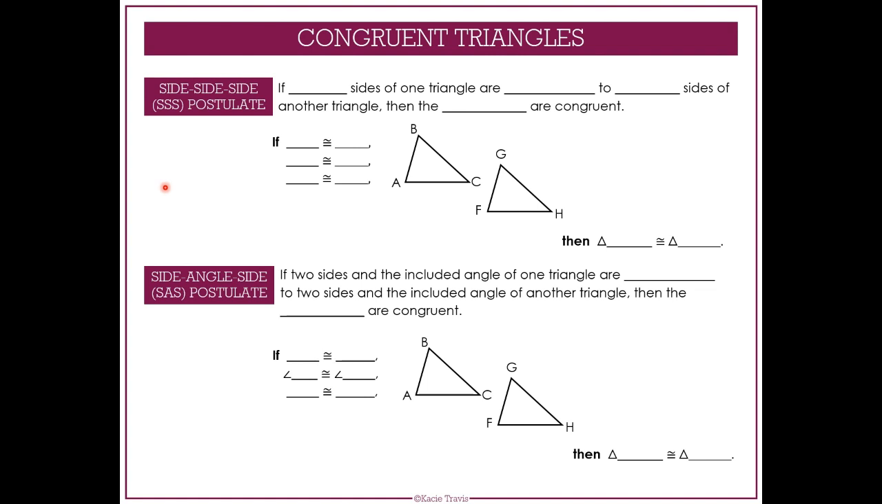So for side, if three sides of one triangle are congruent to three sides of another triangle, then the triangles are congruent. So for this to work, I have to prove that for these two triangles in this example, if AB is congruent to FG, and if BC is congruent to GH, and CA to HF, then I can say that these two triangles, ABC and FGH, are congruent.